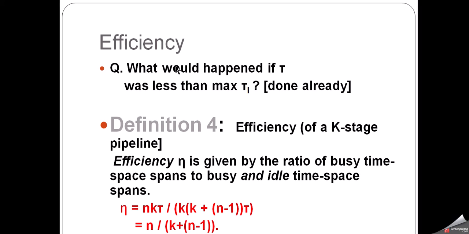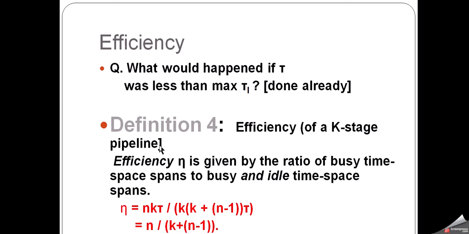So what would happen? Okay, efficiency. I don't need to consider that. We've looked at this question already. What would happen if tor was less than max of all the times of individual stages needed to process task T. Okay. So another definition is the efficiency of a k-stage pipeline.